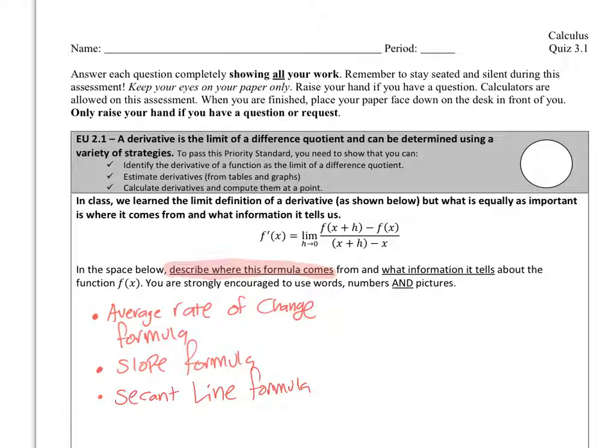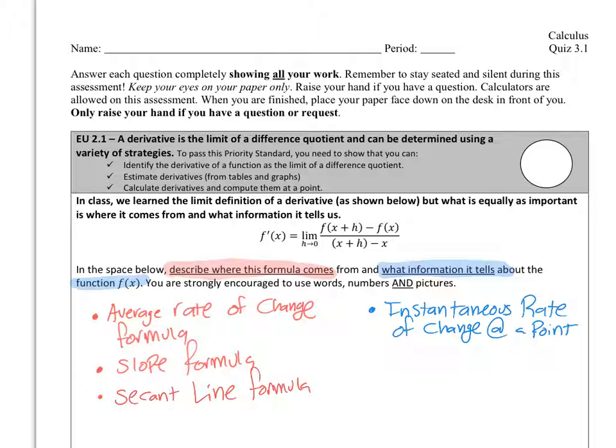Another piece that I also needed was what information it tells us about the function. So you needed to answer both parts in order to get a 4. And to answer the second part, what I was looking for is that it tells us the instantaneous rate of change at a point. So not everywhere, but just at a specific point. Or the derivative, but I think that is not quite enough.